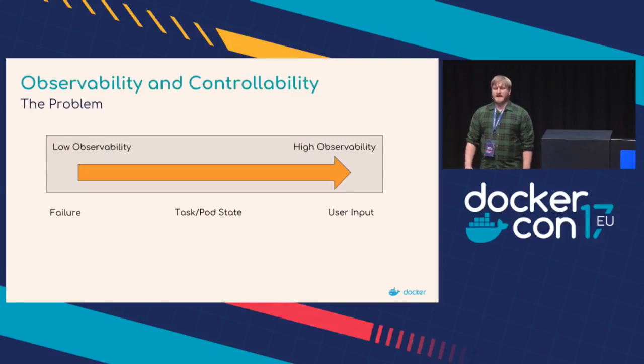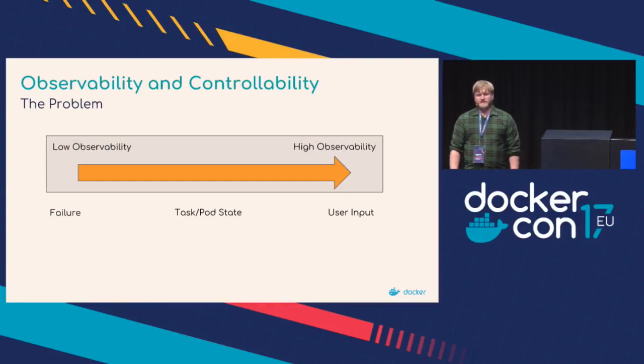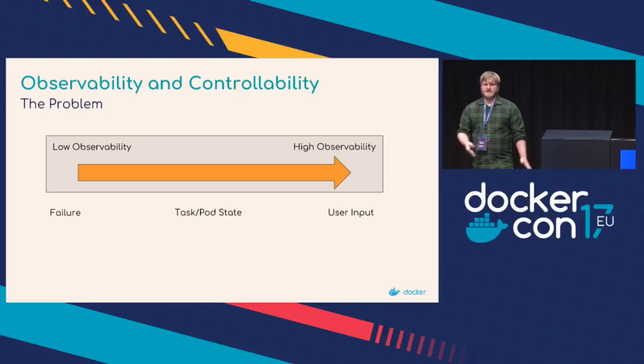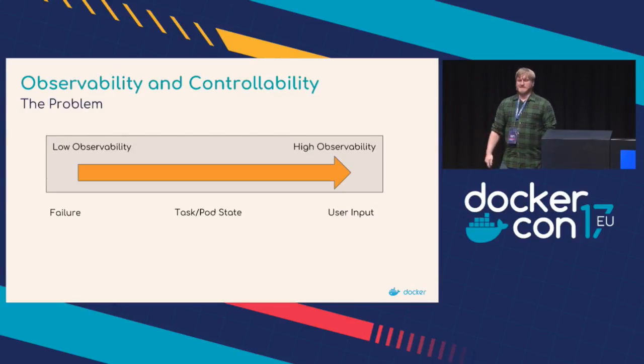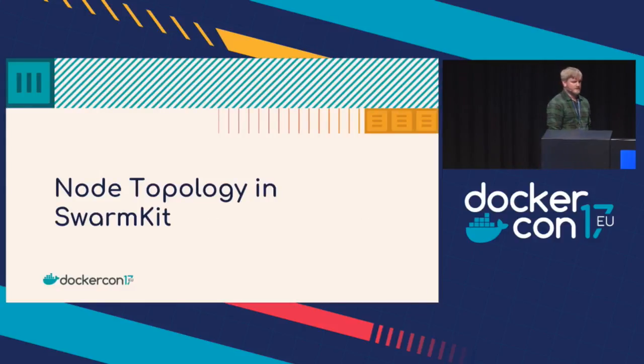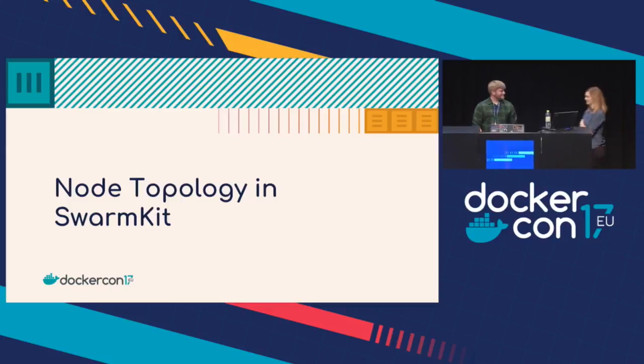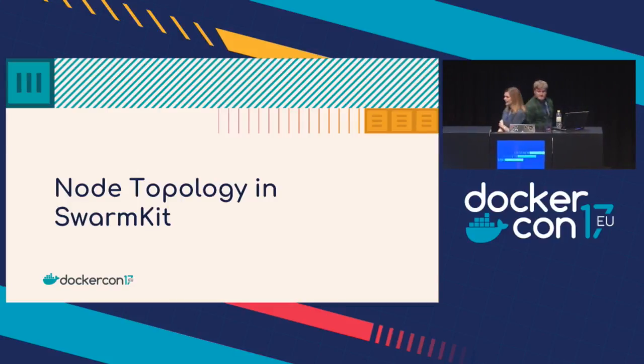So going back to this observability graph. Because we're using these field ownership properties and Lamport clocks, we can actually take task state and move it from a low observability field into somewhere in the middle. Using these techniques actually lets us do that. So I'm going to hand this talk over to Laura, and she's going to talk a little bit more about node topology. Cool. Thanks, Devo.